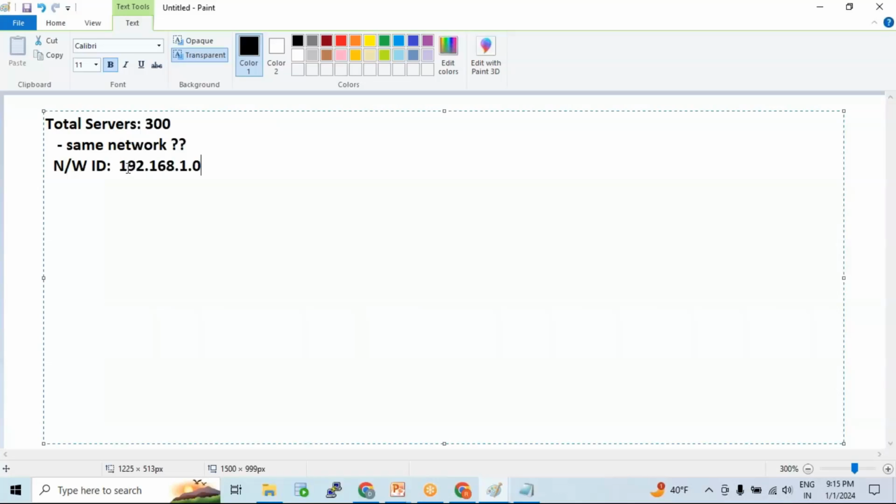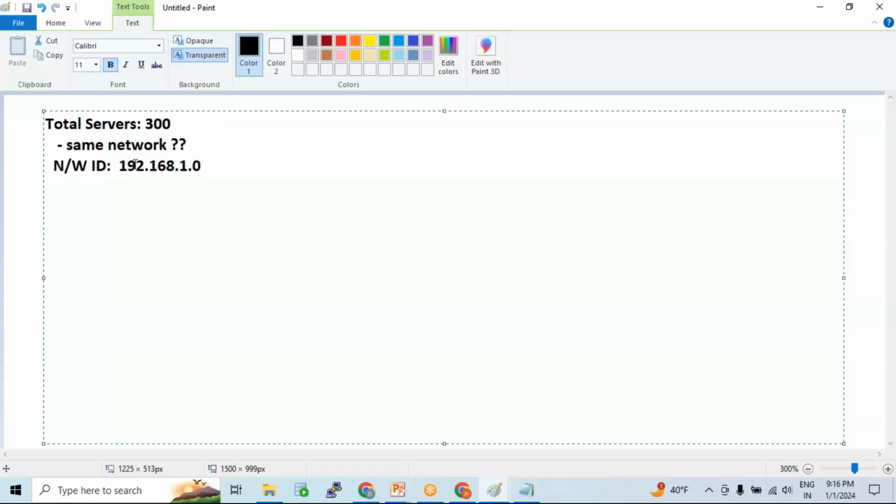So now I'm taking this as a network ID that I want to use to configure the IP addresses for my 300 servers. I'll plan like, okay, I just took some random network ID. Now I'll keep all my 300 IP addresses in this particular network ID. Then my problem is solved, right? Got me?